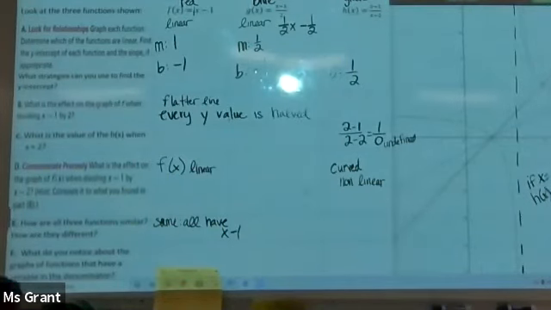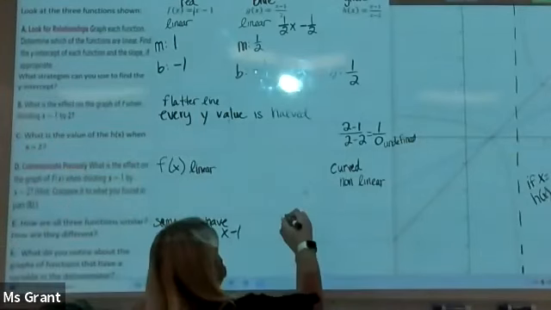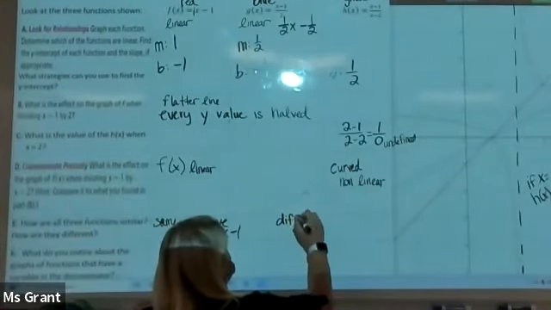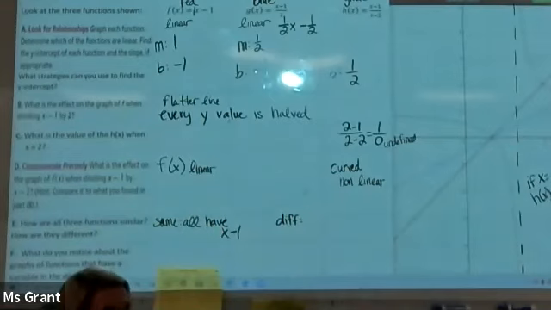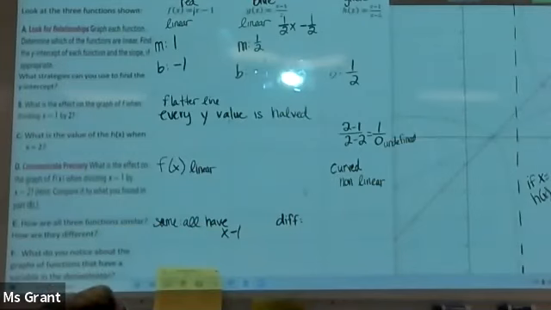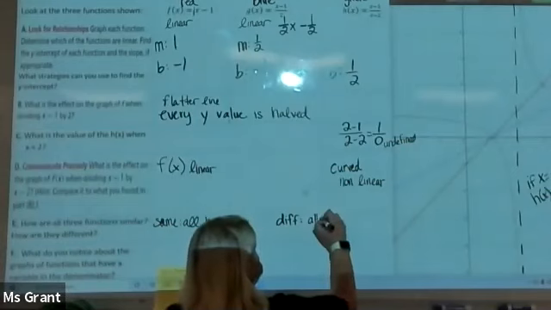How are they different? They're all divided by something different. Number 1 is divided by just, I guess, nothing or 1. Number 2 is divided by 2. Number 3 is divided by a variable, a binomial, x minus 2. Okay, is there anything else?